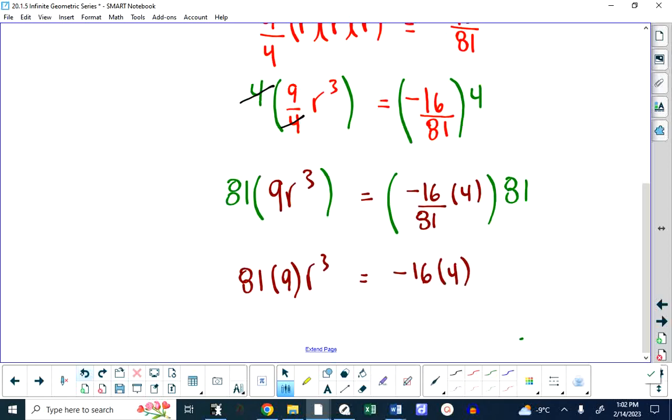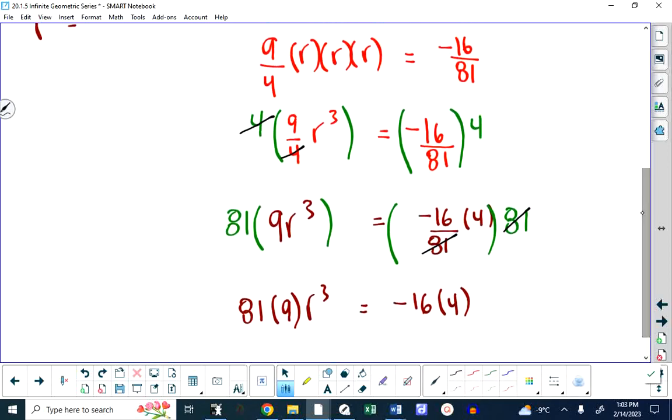These 81s cancel. And again, I'm perfectly aware that many of you can go from the red equation in here to this in a blink of an eye. Okay, I get that. But I want to point out to you why what you're getting in the blink of an eye is correct. You're multiplying both sides by the denominators to remove the denominators.